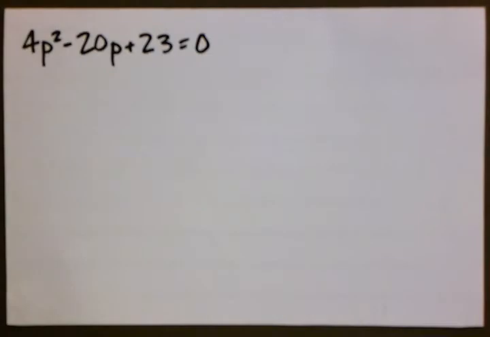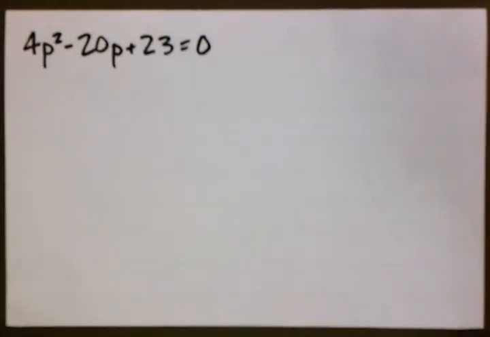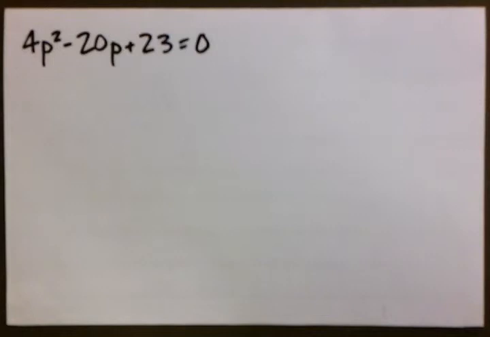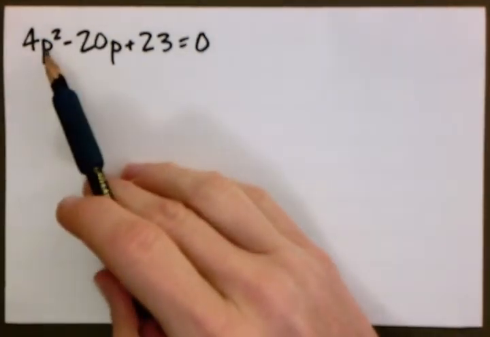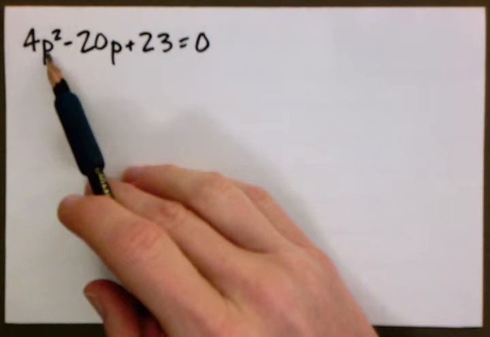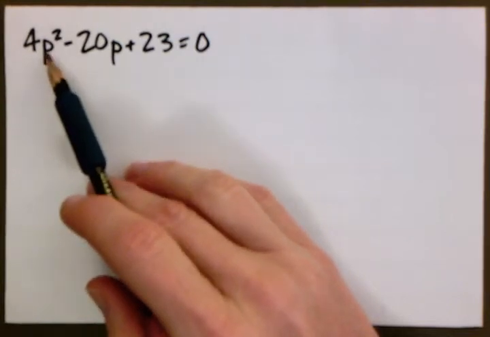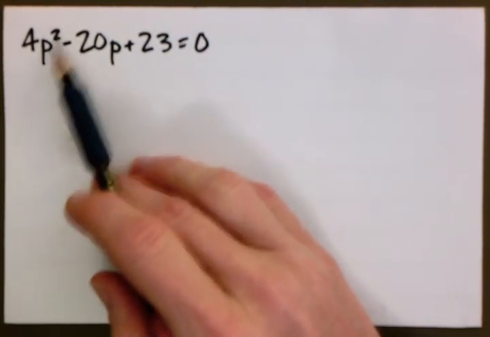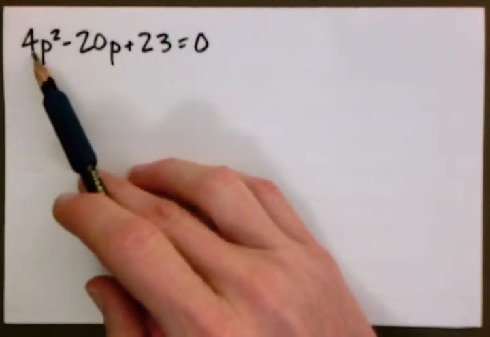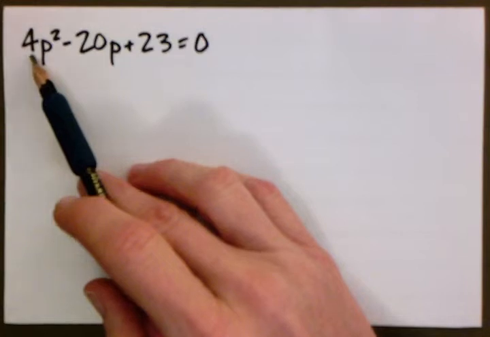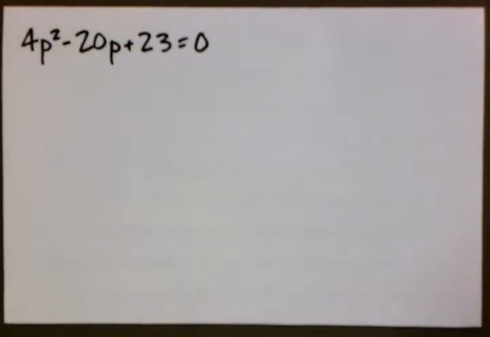We're asked to solve the equation by completing the square. So the first thing we want to look for when we're completing the square is the coefficient that is attached to the variable squared. So that's the first term in the trinomial. It needs to be a 1. And in this case, it is not.